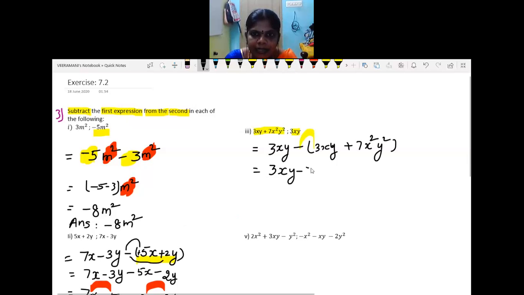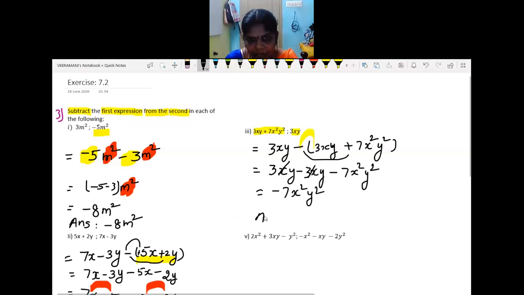So minus 3xy. Here minus into plus you get minus 7x square y square. Okay, children. 3xy minus 3xy, you cancel this. So what is remaining? Minus 7x square y square. So what is the answer, children?